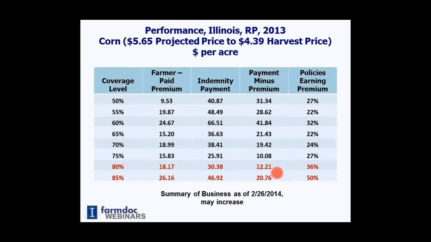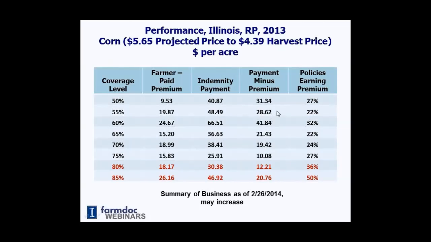$46.92 for payment minus premium of $20.76. So last year, RP policies had a $20 indemnity payment over the premium, and 50% of the policies earned premium. Again, last year, much of that result was because of the lower harvest price over the projected price. And you can see there that happened in the 80% coverage level as well.